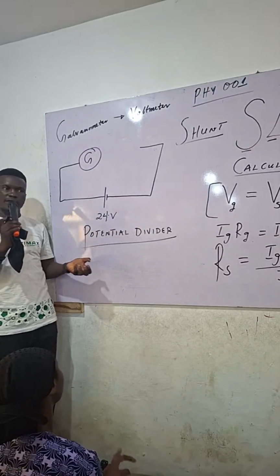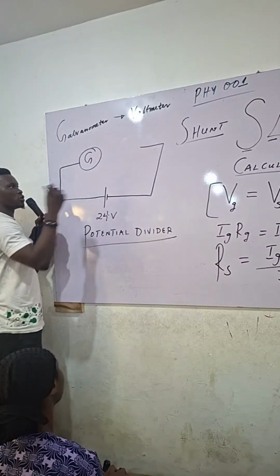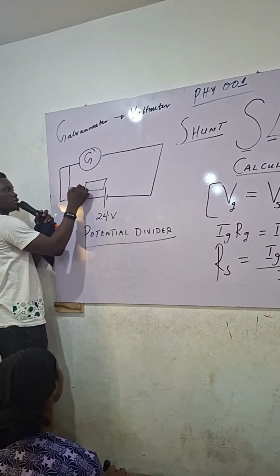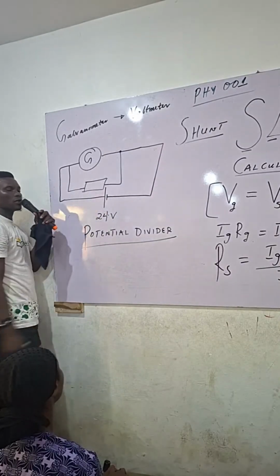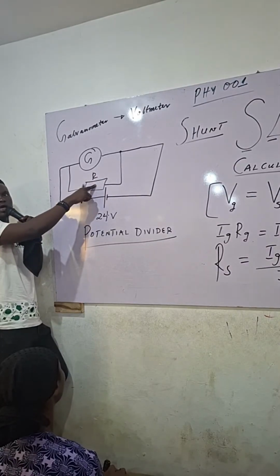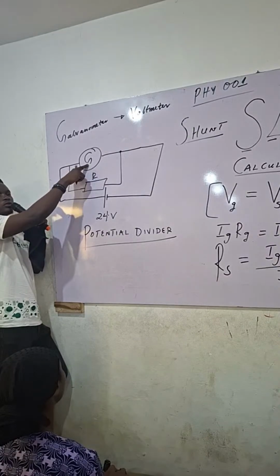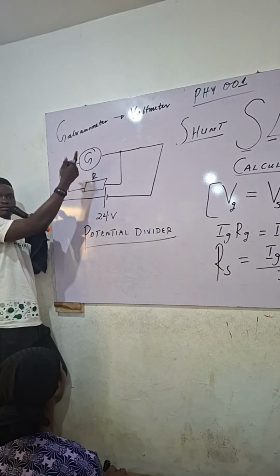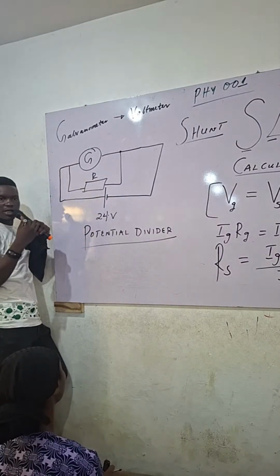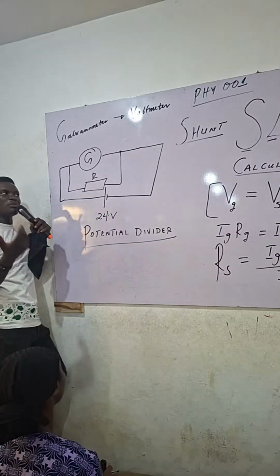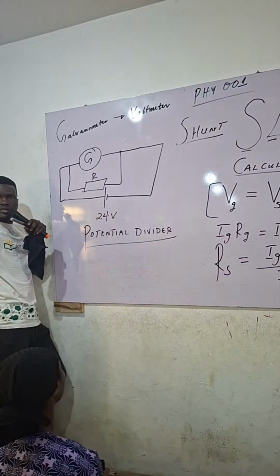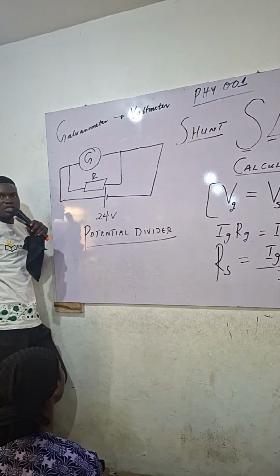I'm going to connect a resistor. Now let me ask you this question. If I connect a resistor like this, what will be the potential across this resistor? What will be across the galvanometer? So have I divided it? Because they are all in parallel, abi. Being in parallel, they have the same potential. That means that if you connect it in parallel, you can't achieve your goal. You must connect it in series so that there will be different potentials.